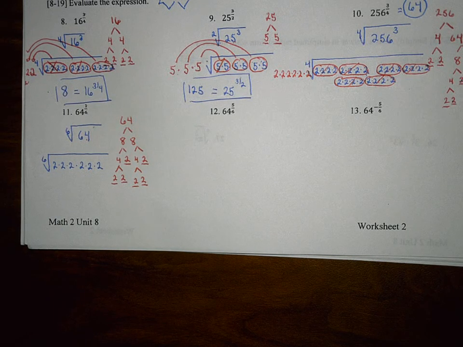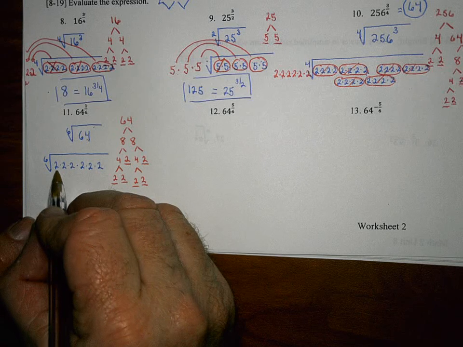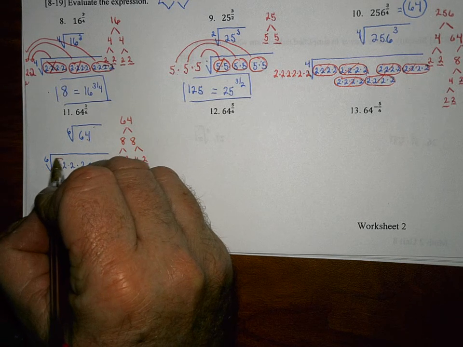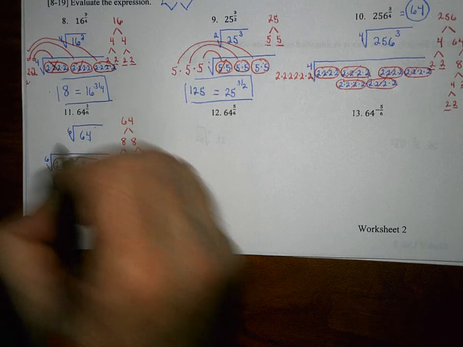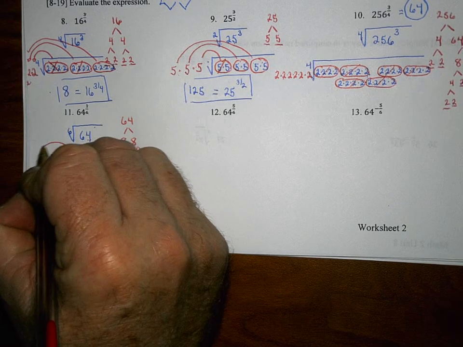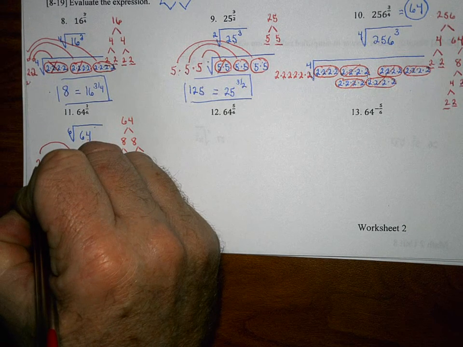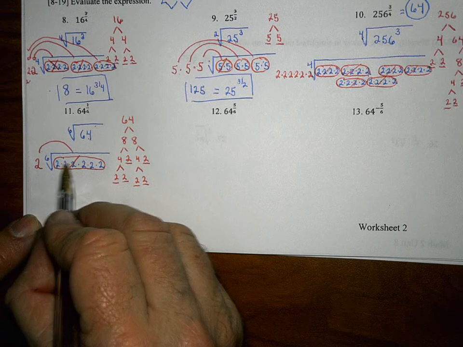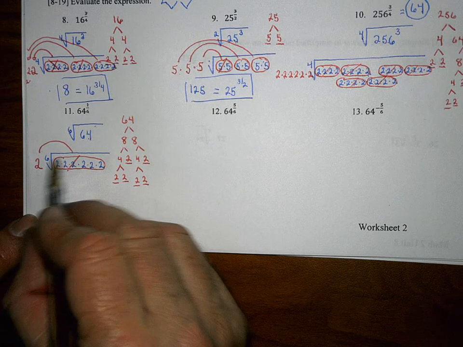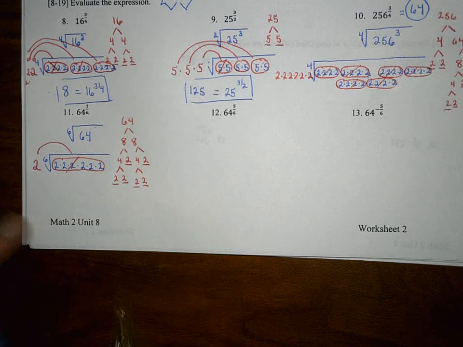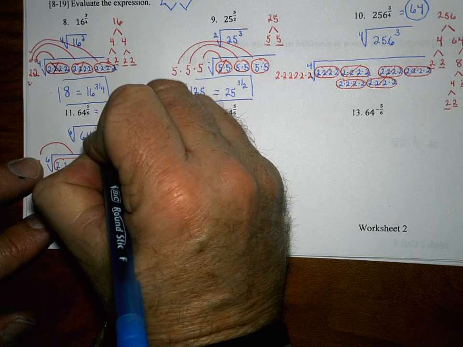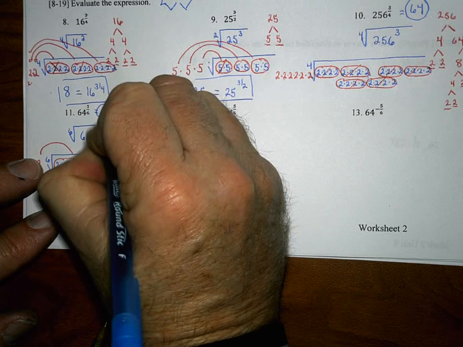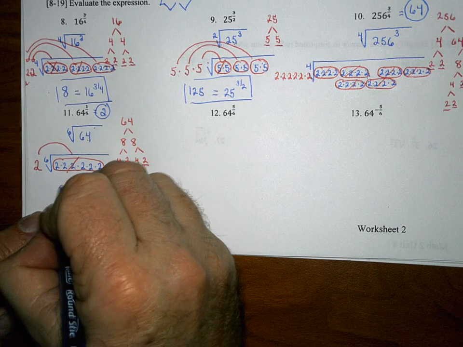Now since my index is 6, I'm looking for 6 identical numbers. And you can see I have 6 identical 2's. Whatever's identical moves to the outside, a 2. There are no leftovers, so that means my final solution is just 2. So 64 to the 1/6 power is equal to 2. This would just become 2 there.